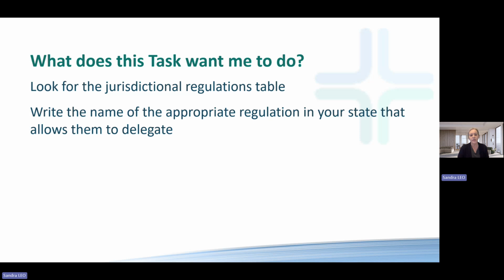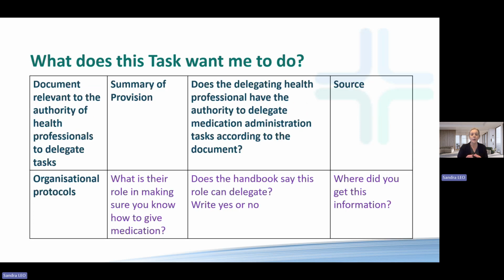The next bit you need to do is look for the jurisdictional regulations table in the medication section of that handbook. You need to write down the name of the appropriate regulation in your state that allows them to delegate. So when we have a look at it, we're talking about the organisational protocols. What's their role in making sure how to give you medication? Does the handbook say it's okay?